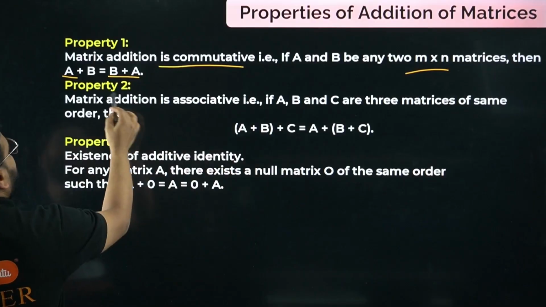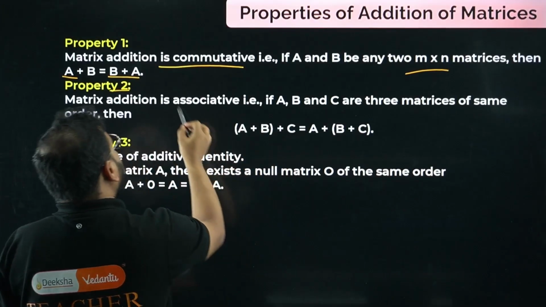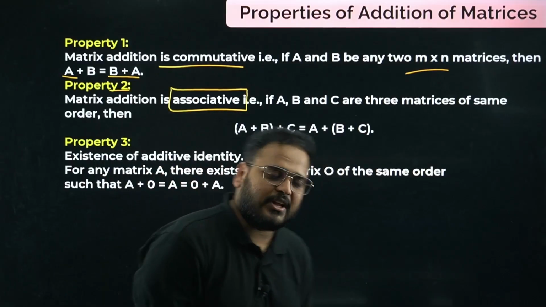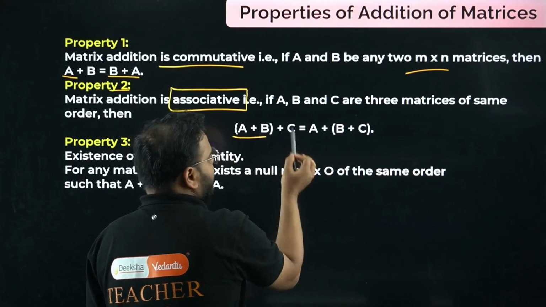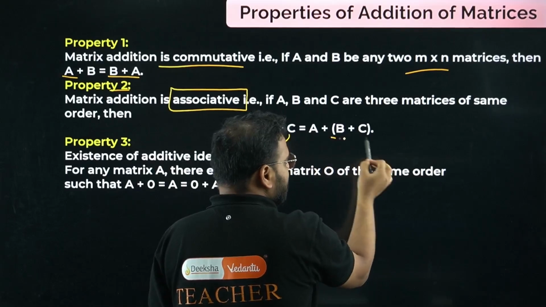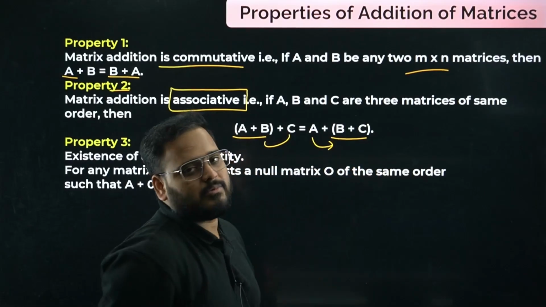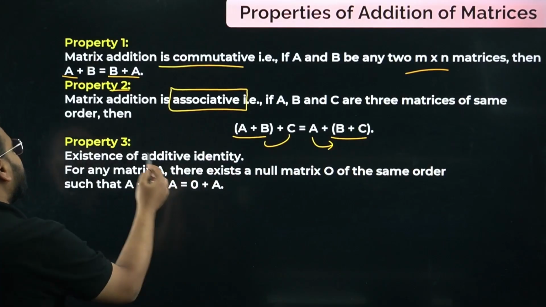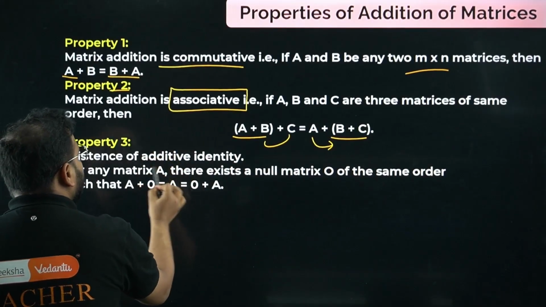What else is there? Property number 2, also associative. Addition is also associative in nature, means either you add A plus B together, then you add C to it, or you add B plus C together, then you add A to it, you will have the same result, no difference in the result.